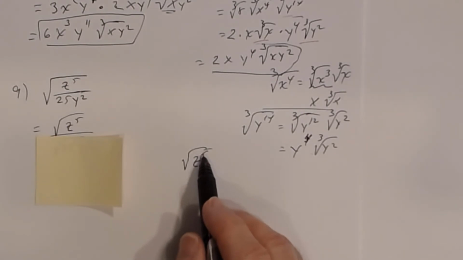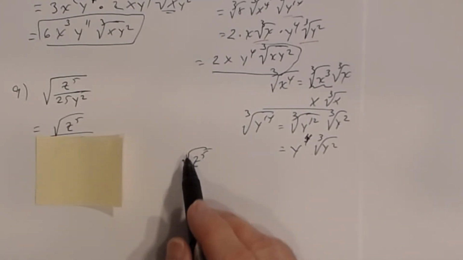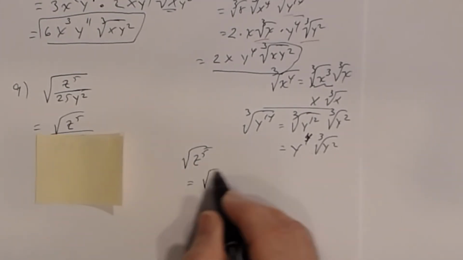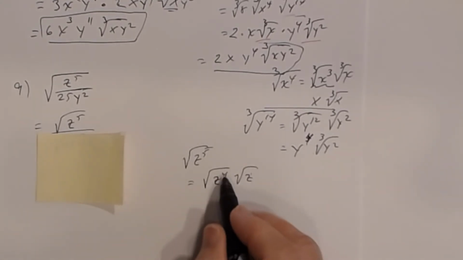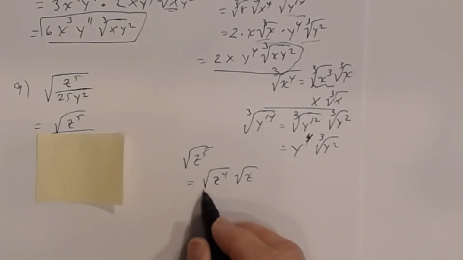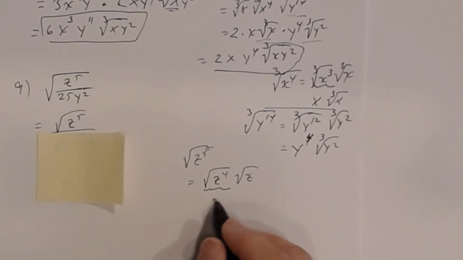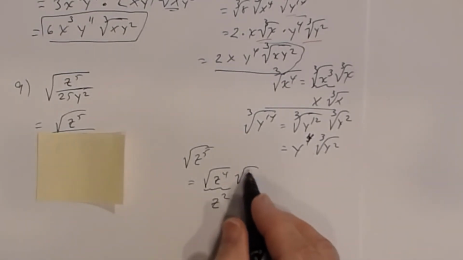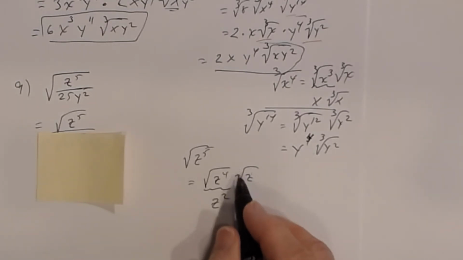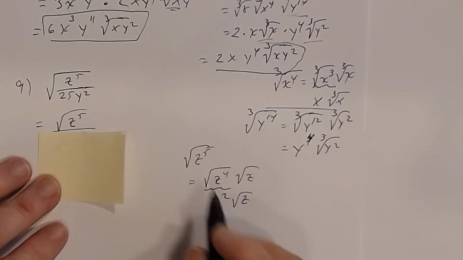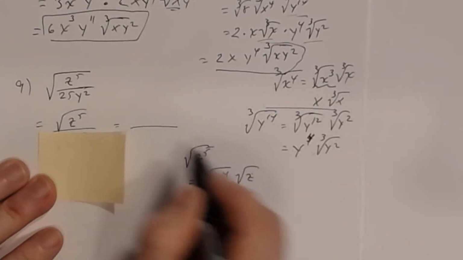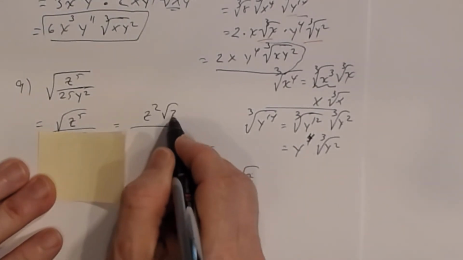What's the largest whole number less than 5 that's divisible by 2? The answer is 4. So it'll be the square root of z to the 4th times the square root of z to the 1st. 4 plus 1 is 5. Square root of z to the 4th is z squared. Can I simplify the square root of z? 1 is less than the index, so I cannot simplify it. So that's your numerator. So that goes here now. Z squared square root of z. Okay?